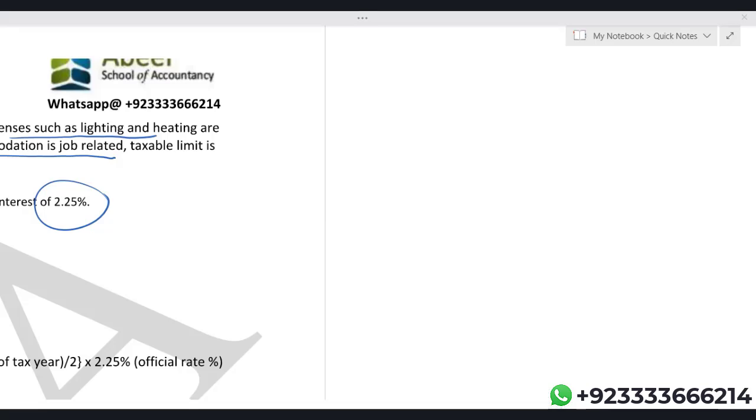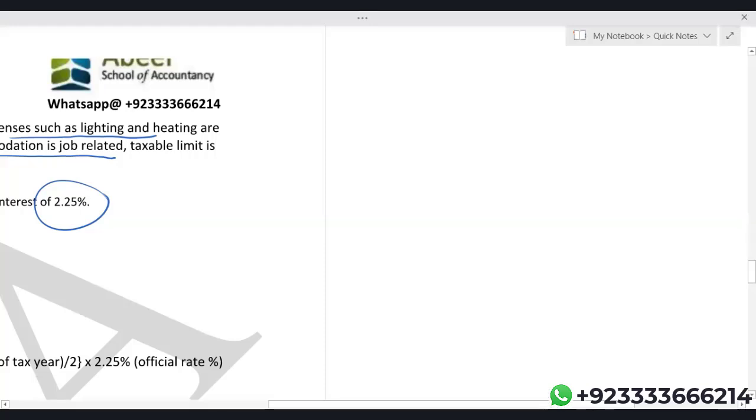I have another question. Can anyone please explain what do you mean by beneficial loan? What is the meaning of beneficial loan? Interest, great. Either it is interest free, or if the employer is charging interest, then the employer is charging interest less than 2.25%. Why are we comparing with 2.25%? Because the official interest rate is 2.25%. So beneficial loan means one of the two options: either it will be interest free, or in case of interest, the interest will be less than 2.25%.